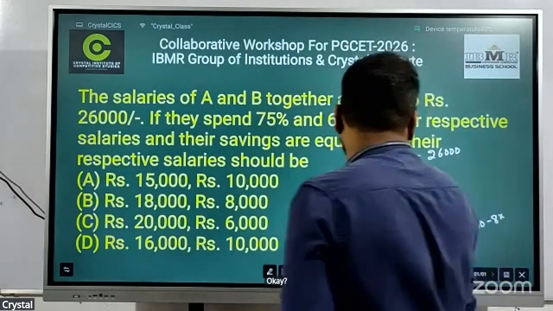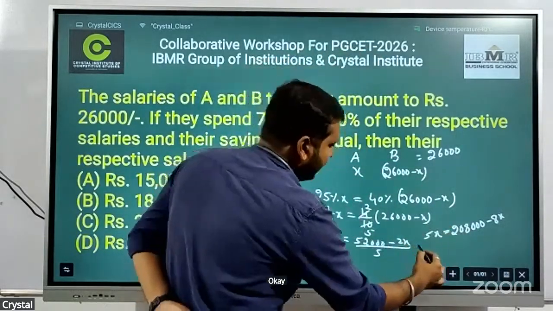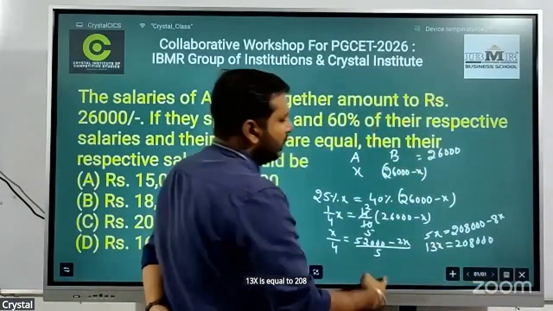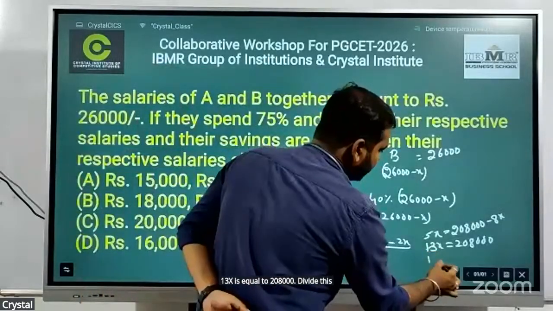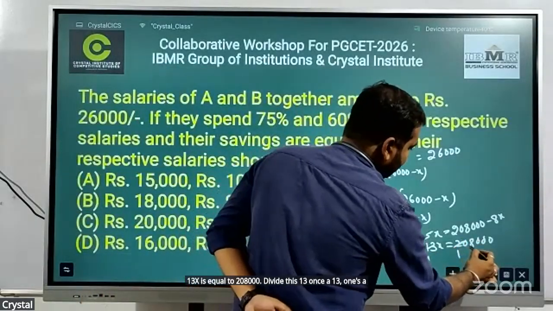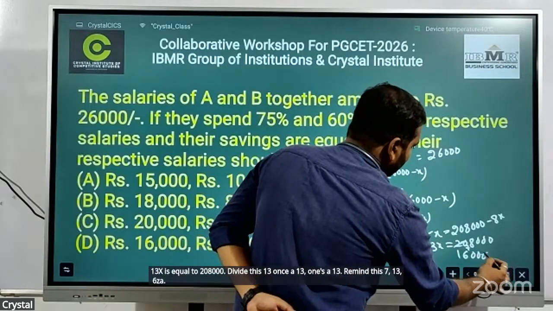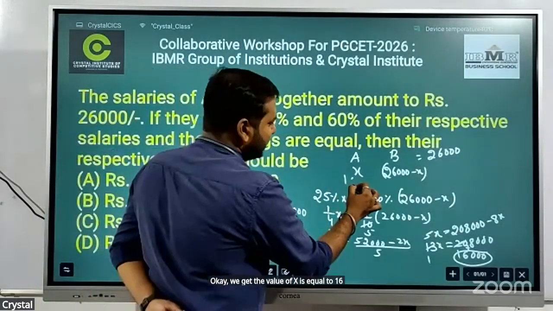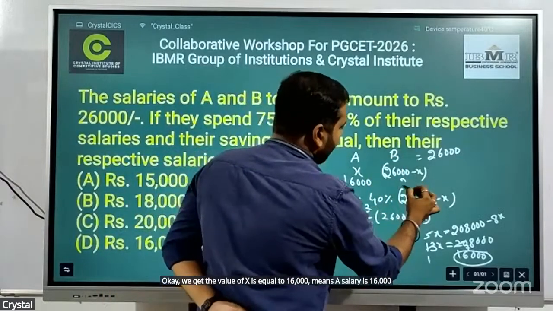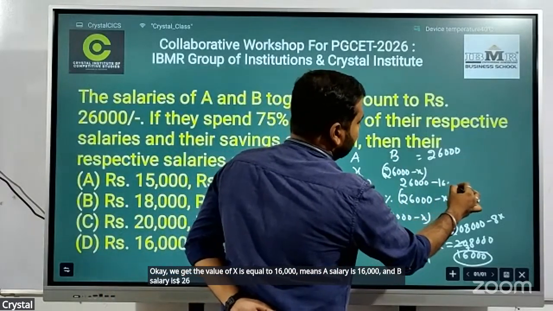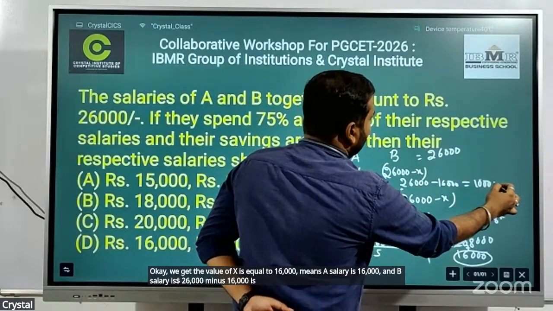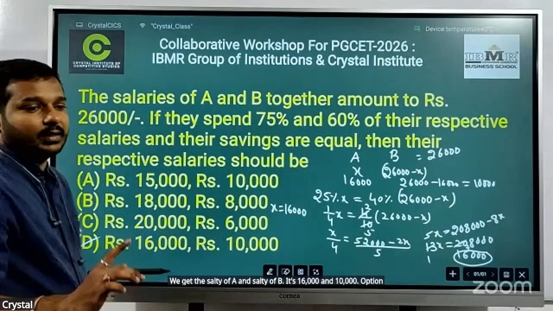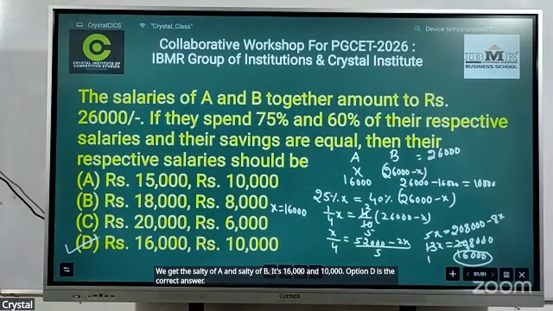That X comes to this side: 13X is equal to 208,000. Divide by 13, and we get the value of X as 16,000. That means A's salary is 16,000 and B's salary is 26,000 minus 16,000, which is 10,000. We get the salaries of A and B as 16,000 and 10,000. Option D is the correct answer.